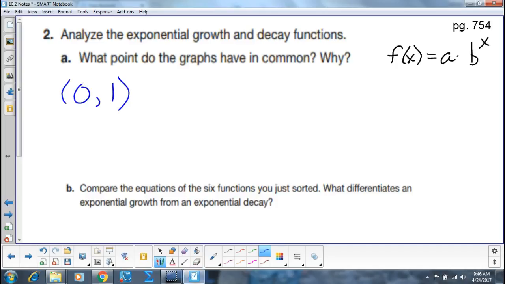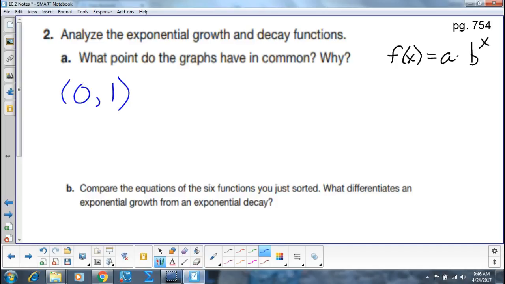Why do all of them go through that point? Talk to me, Lauren. She hasn't answered yet, that's why. Anything to the power of 0 is 1. Anything to the power of 0 is 1. Even 2/3. Even 2/3.